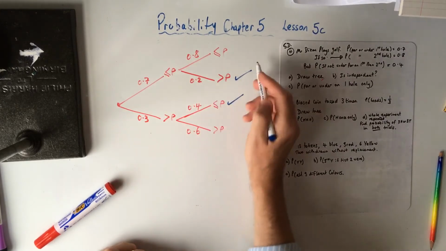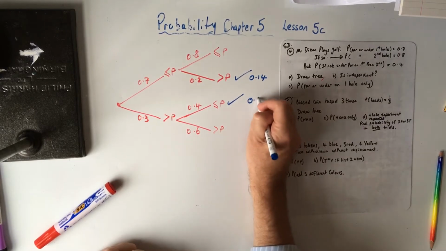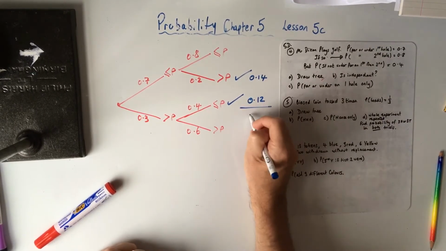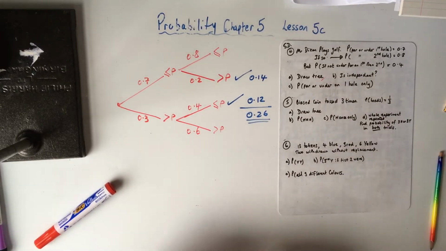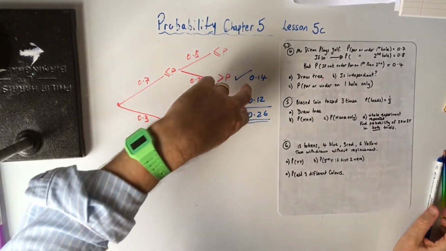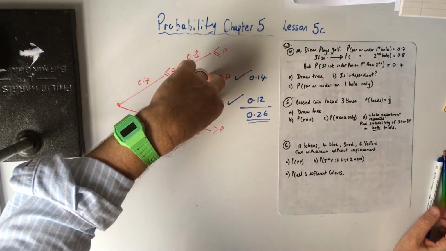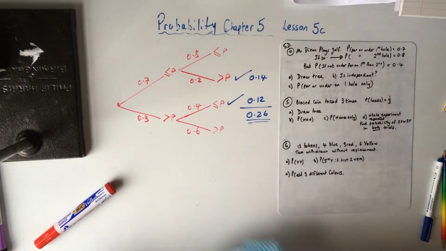So it's a combination of these two. 0.7 times 0.2 is 0.14, 0.3 times 0.4 is 0.12, so the answer is those two added together, which is 0.26. Okay, and that's number 4 done. The probability that he gets par or under on just one of the holes is a combination of those two outcomes, which is 0.26 added together.